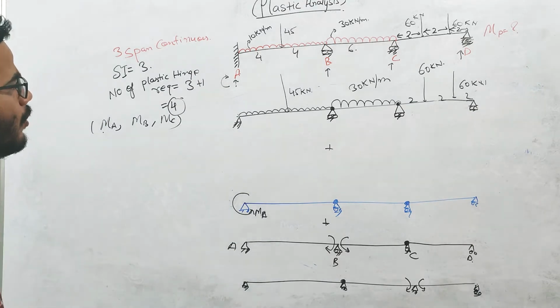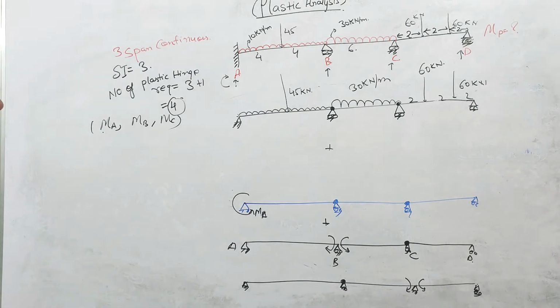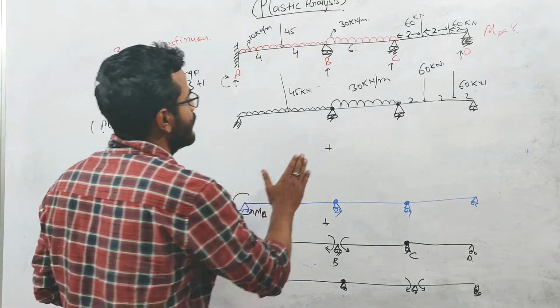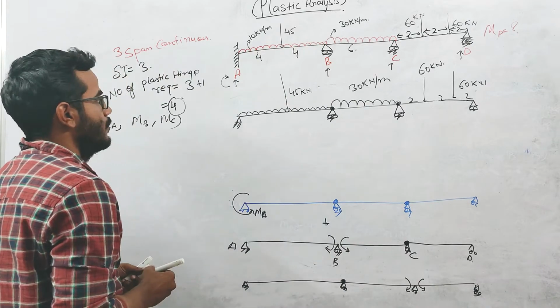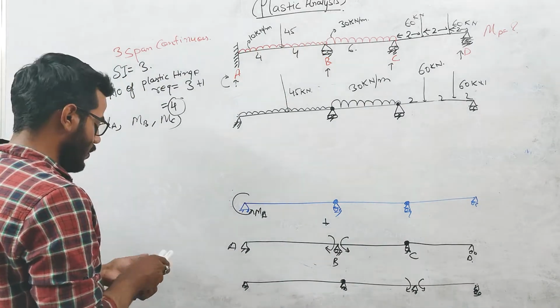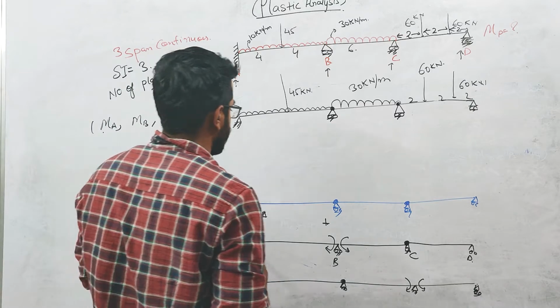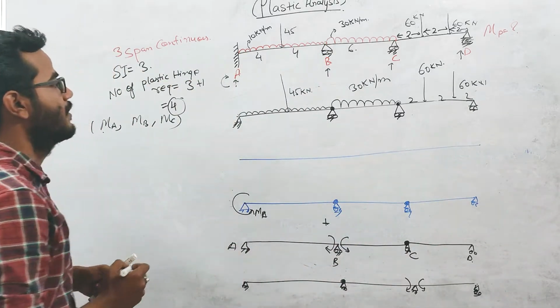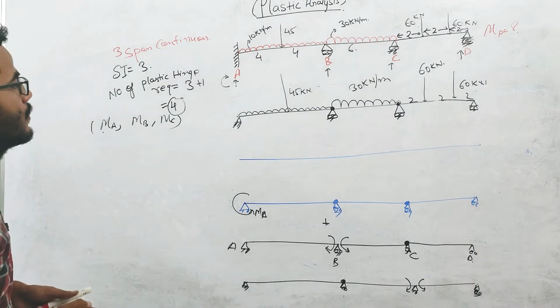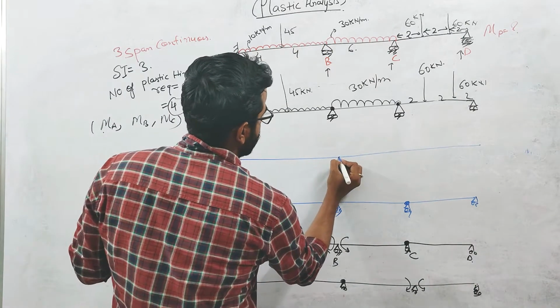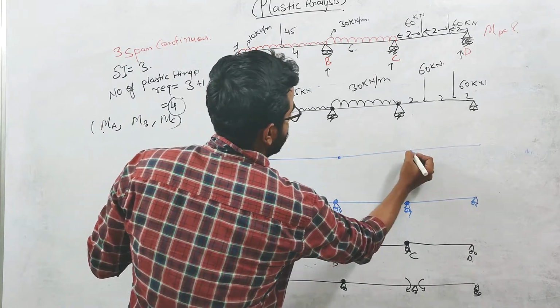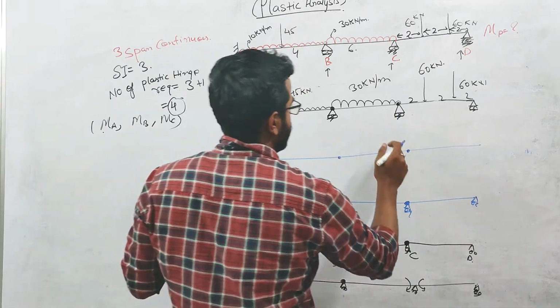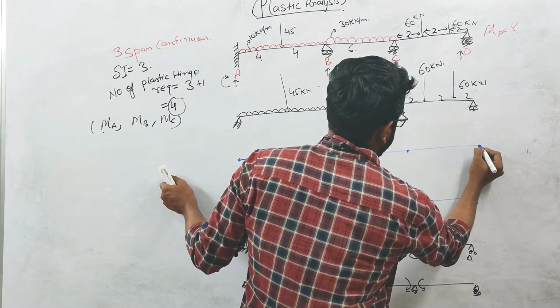So now we will be forming the equilibrium equation in terms of moment. So what to do next? Next step is to draw the bending moment diagram for this loading case. At this point, the moment will be 0. At this point also the moment will be 0 because it is a simple support, this is an internal hinge, and at this point the moment will be 0.